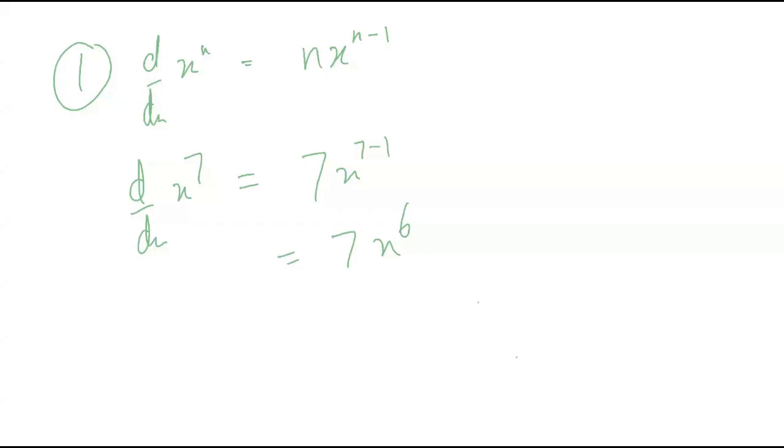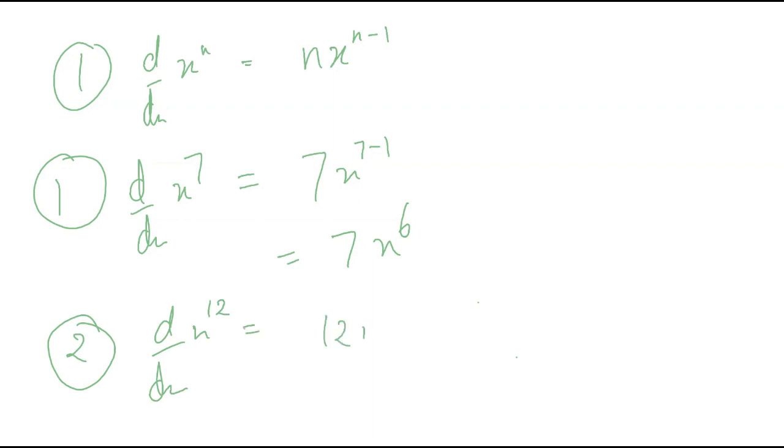Question number 2 says you have d by dx of x raised to power 12, and you will have 12 x raised to power 12 minus 1, which will give you 12 x raised to power 11. Okay, in this way, you are able to do some of the questions. These are the basic questions which you can easily do.